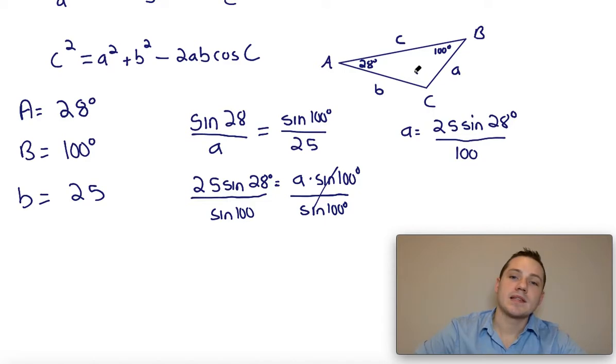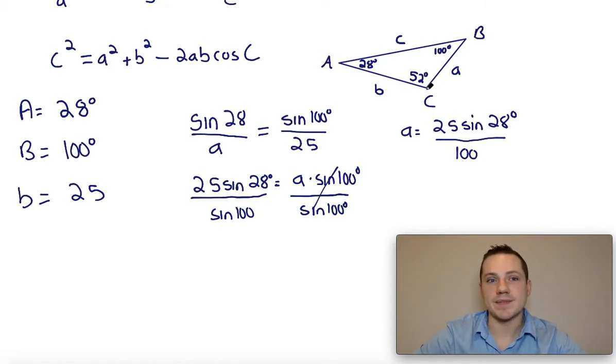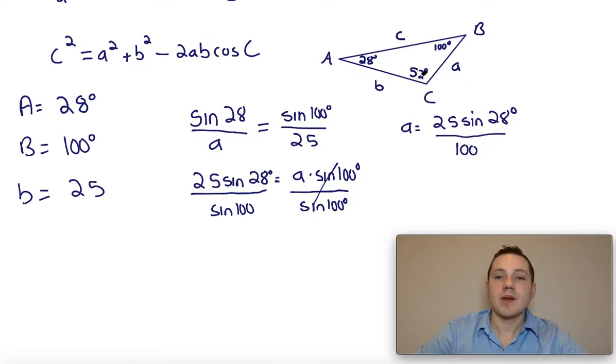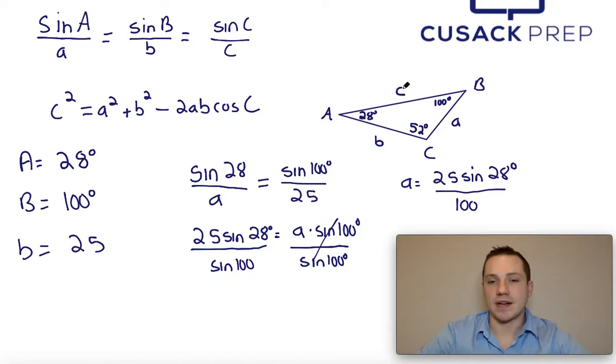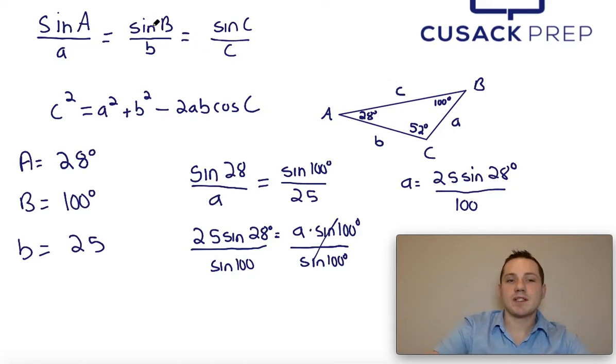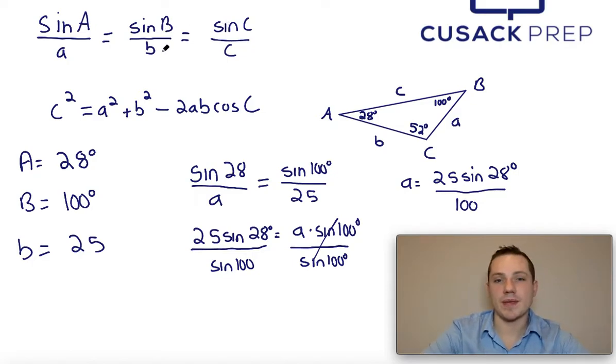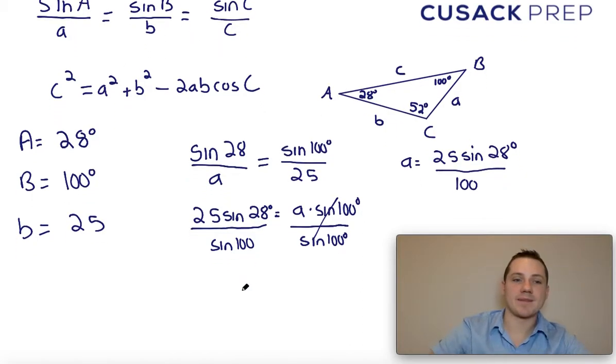So then we know that angle C right here is going to be 52 degrees. Now that we know what angle C is, we can once again use the law of sines, but now to figure out side C. So what I'm going to do now is use these two parts on the right side. Sine of B over B is equal to sine of C over C. And I'm going to use the leftmost side and the rightmost side. So sine of A over A is equal to sine of C over C.